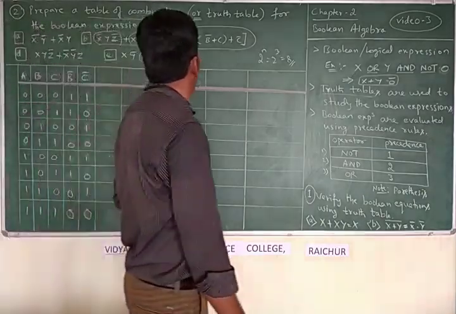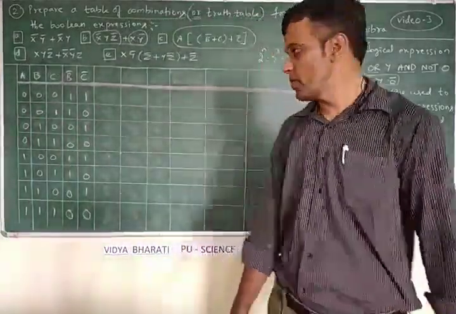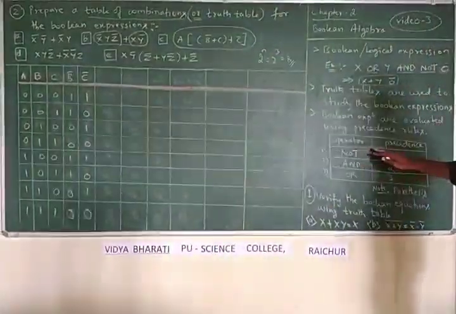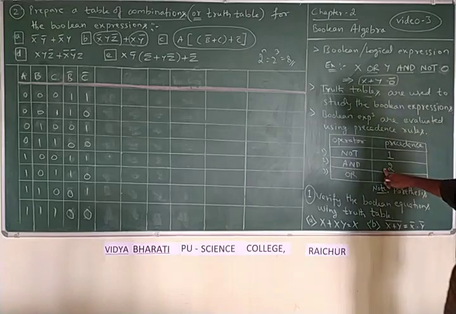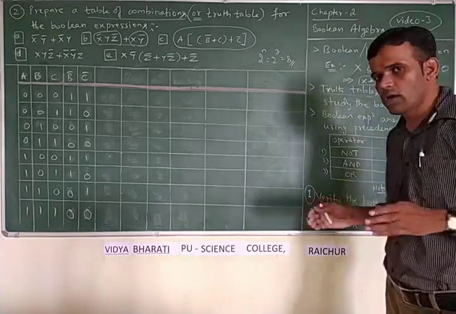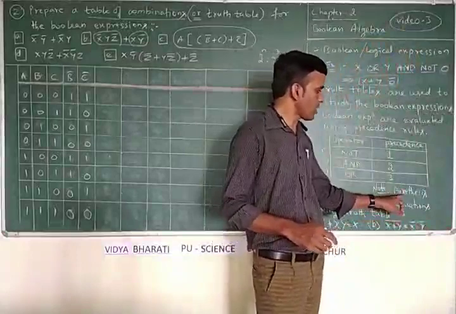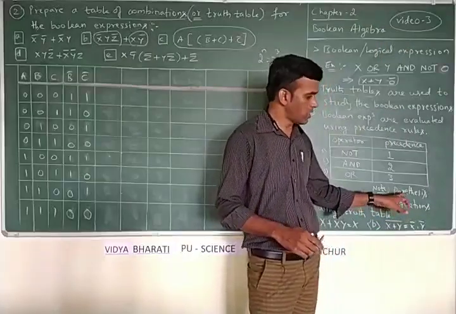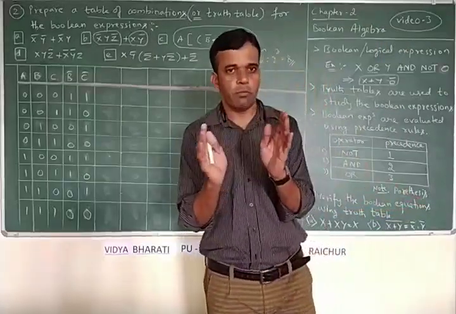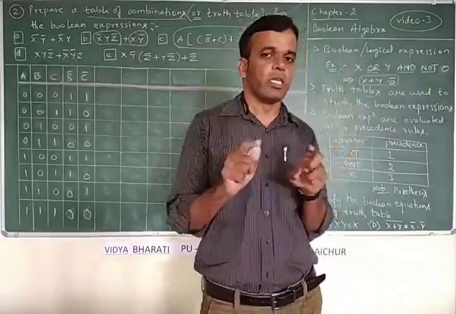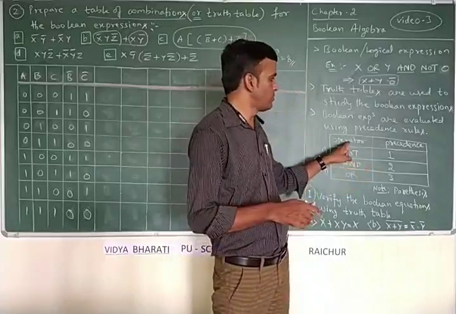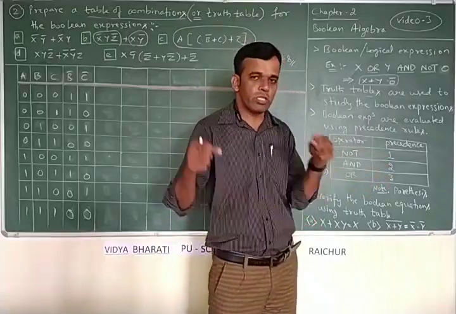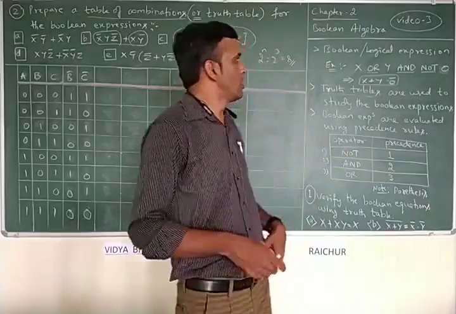Now if you observe here, we have parentheses. We have seen the precedence rules: first preference we give to NOT, second preference to AND operators, then we solve the OR operator. But whenever parentheses are there, first we solve the part inside the parenthesis. Within the parenthesis, if the expression is a bit lengthy, then again we follow these precedence rules.